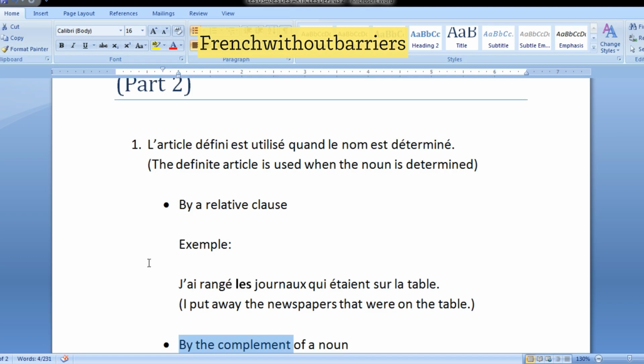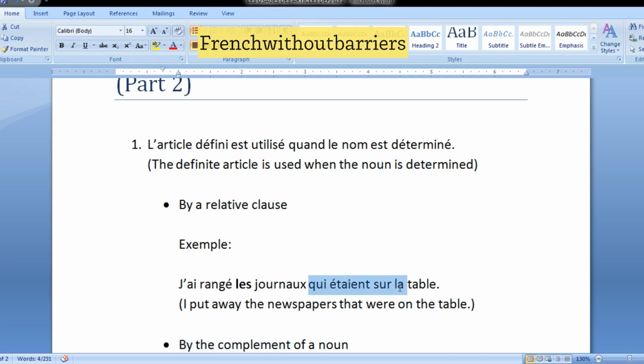Let's see the example. J'ai rangé les journaux qui étaient sur la table. I put away the newspapers that were on the table.